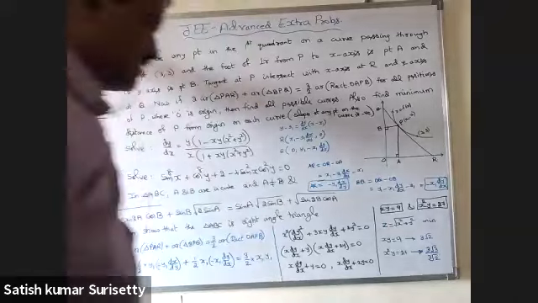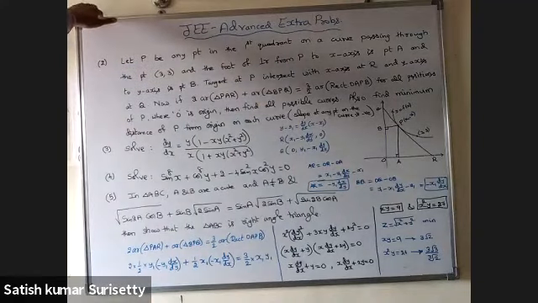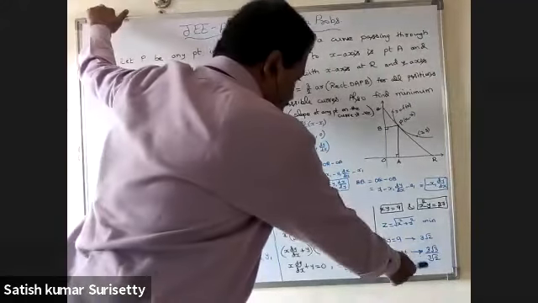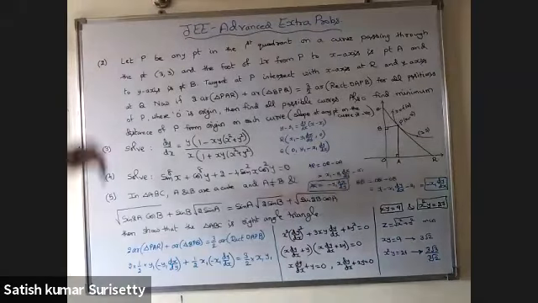In a similar manner for the second curve x²y equals 27, the minimum distance of the point P from the origin is 3√3 upon the cube root of 2.